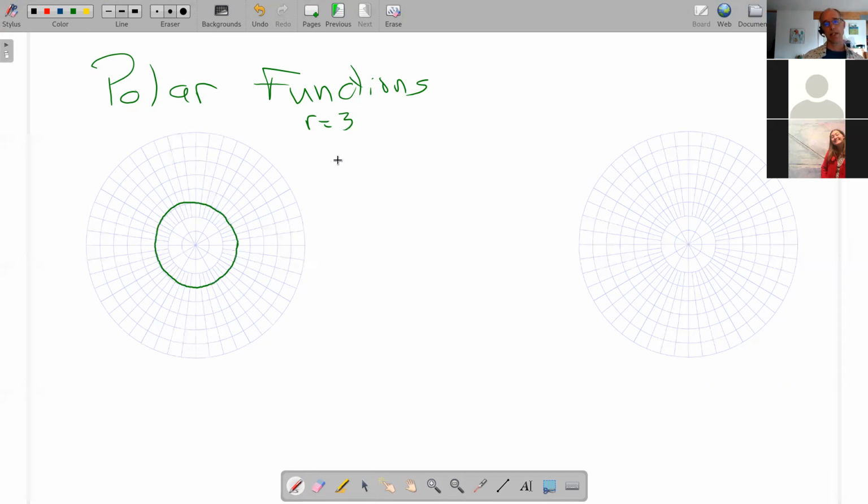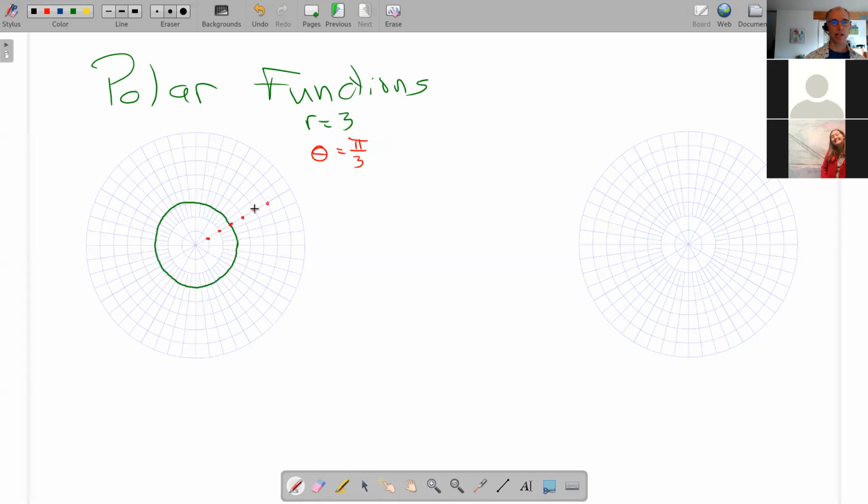What if instead I said something like theta equals pi over 3? Now here I'm fixing theta, but r could be anything. So let's think about that. So what if r was 1? So pi over 3 would be this line here. r equals 1 is that first circle. That would be that point. If r was 2, that would be that point. If r is 3, it would be that point. 4, 5, 6, but r could be negative.